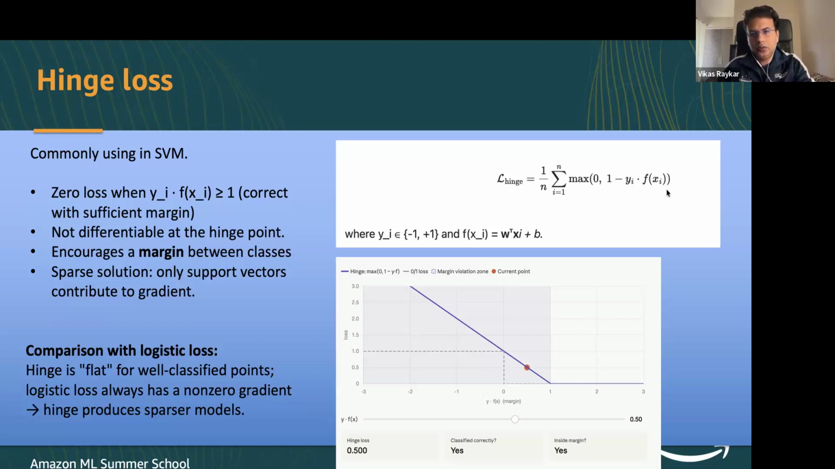And this is the equation for the hinge loss: max of 0, comma, 1 minus yi f(xi), where yi is the true label, and f(xi) is w transpose x plus b, a simple linear SVM classifier.